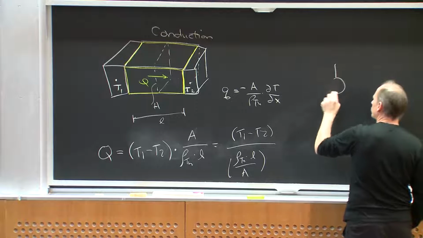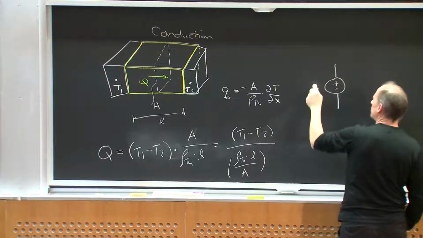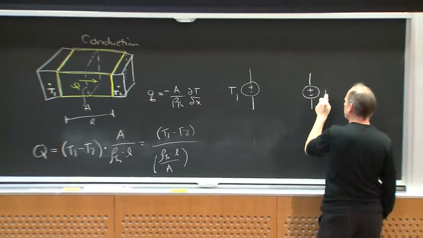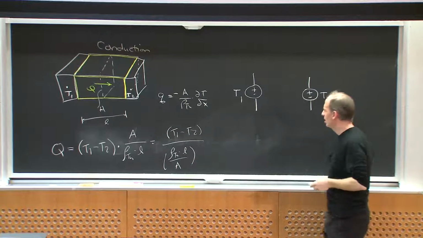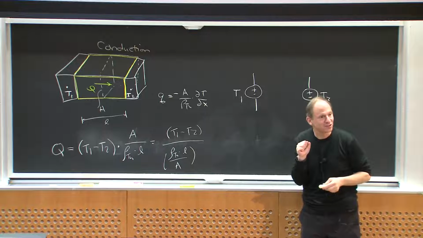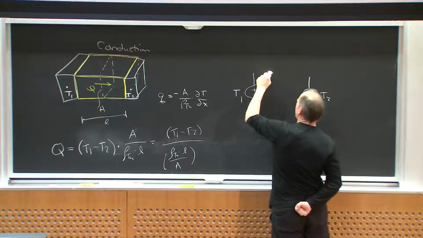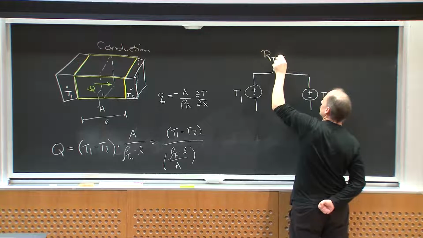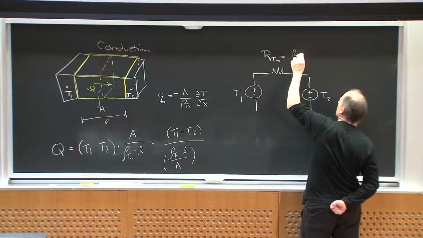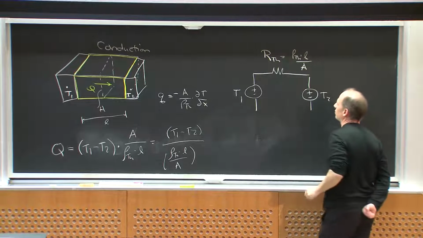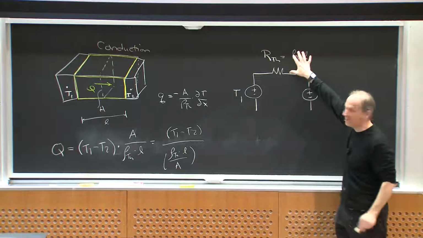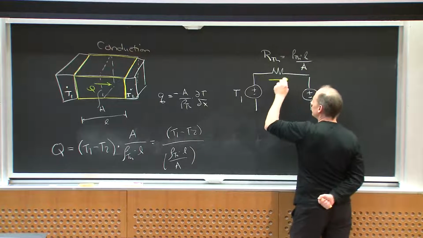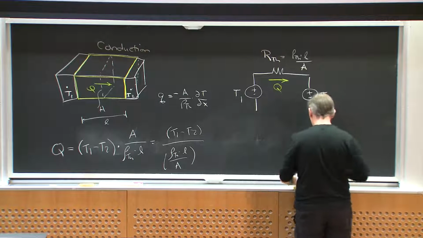I have some temperature source, T1, and another temperature source, or temperature sink, T2, right? So temperature now, a voltage source here means constant temperature, okay? And then there's between them some thermal resistance, RTH, which is equal to rho TH times L over A, okay? And that has the same form as an electrical resistor, okay? And then my heat flow, Q, is sort of the current flowing around this loop.